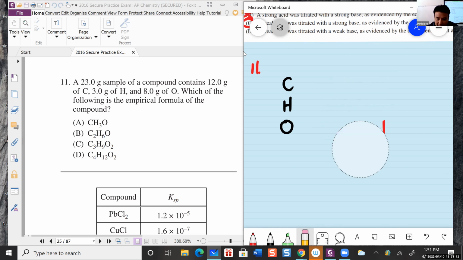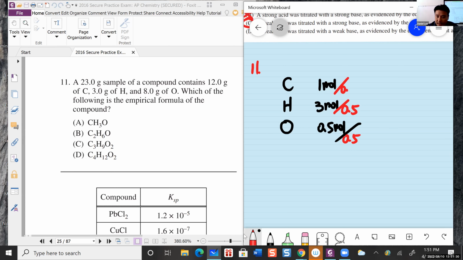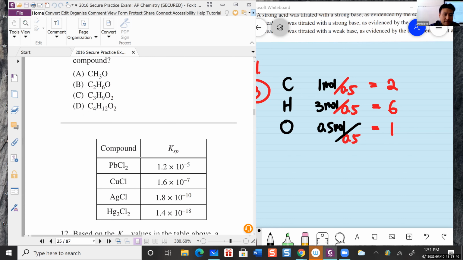Okay. So again, you have 12 grams of carbon, that's 1 mole, and you have 3 grams of hydrogen, that's 3 moles, there we go, and 8 grams of oxygen, that's 0.5 moles. And you divide everything by the smallest mole, which is 0.5. So carbon is 2, hydrogen is 6, and oxygen is 1. So that makes B the empirical formula. Okay, let's look at number 12.